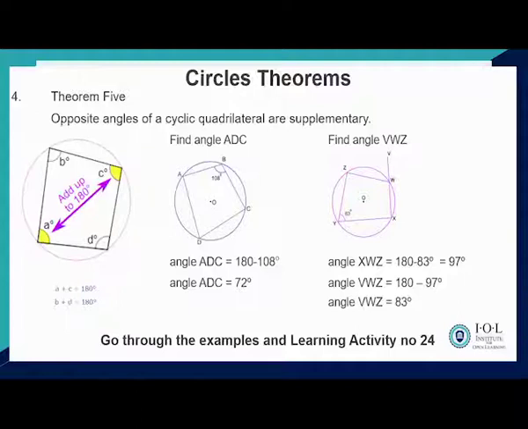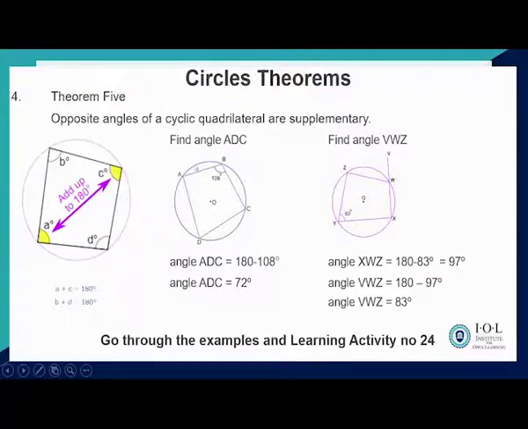Name, what do we call a triangle with 2 sides equal? What do we call a triangle with 3 sides equal? What do I call the cyclic quadrilateral? What do I call a quadrilateral with 4 angles on the circumference of the circle, etc. Opposite angles are supplementary. They add up to 180. If you get one, the other one will be 180 minus that one.